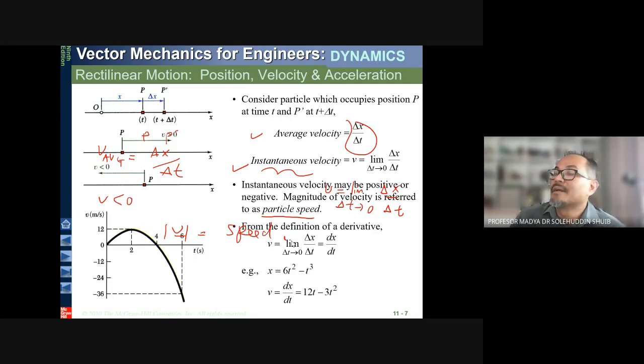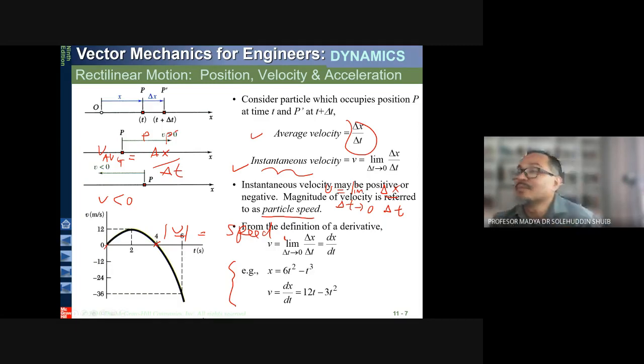We have plotted the graph of x just now. Now we want to see how the velocity graph looks like. Okay, this one we have 6t square minus t cube. So differentiate with respect to time, you get 12t minus 3t square. Okay, so you equate all of that to 0, so you have 0, 4, okay, and then you have minus 36 here, you substitute, so the graph is going to be like this.